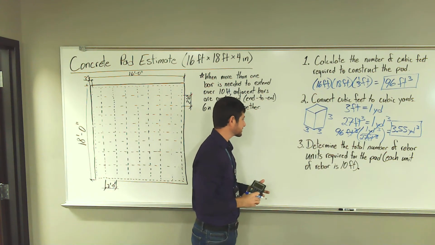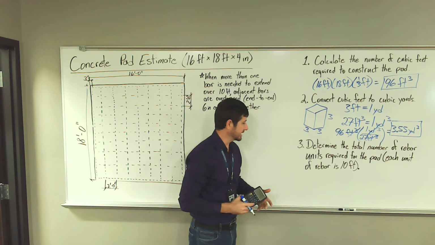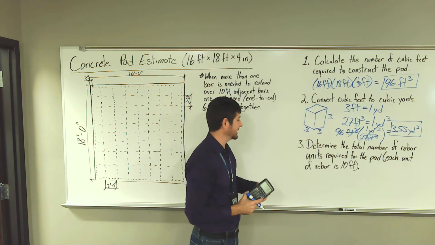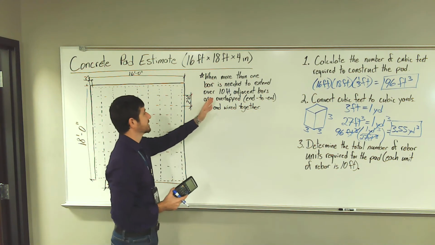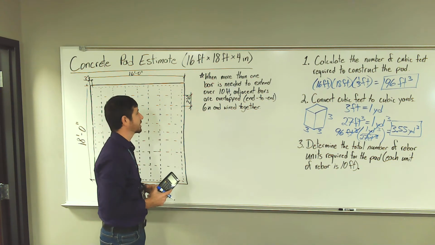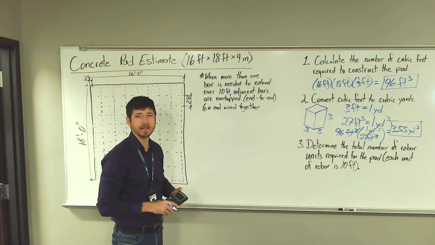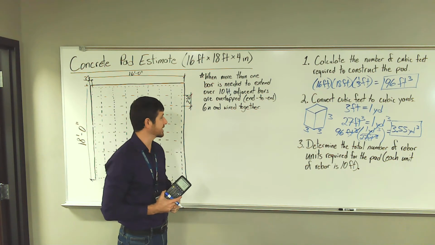Number 3, determine the total number of rebar units required for the pad. Each unit of rebar is 10 feet. So each piece of rebar we have comes in a 10-foot section. Now there's a note on the practice problem here, and it says when more than 1 bar is needed to extend over 10 feet, the adjacent bars are overlapped end to end 6 inches and wired together.